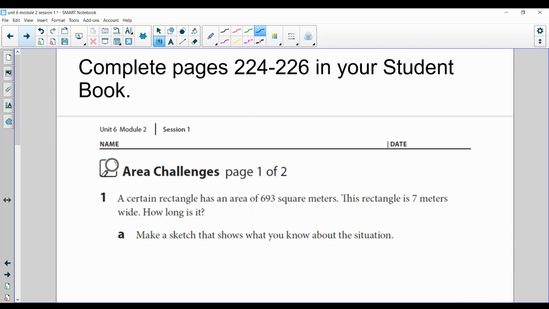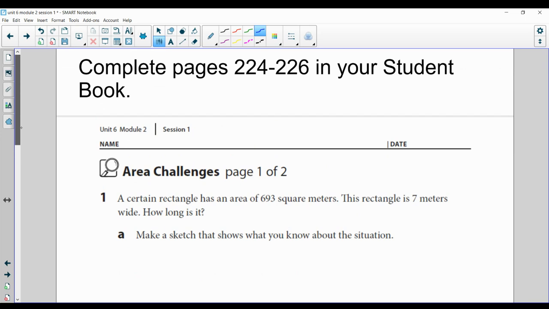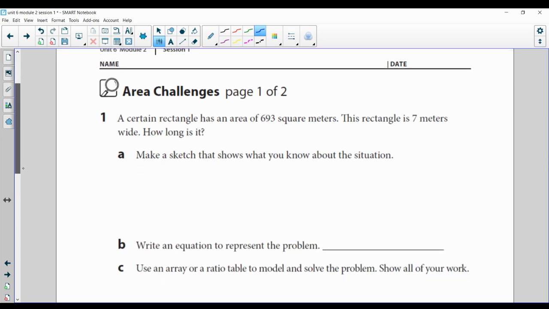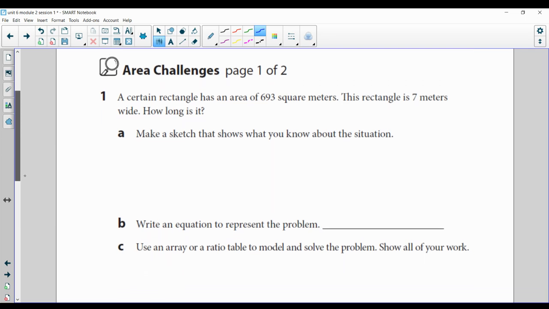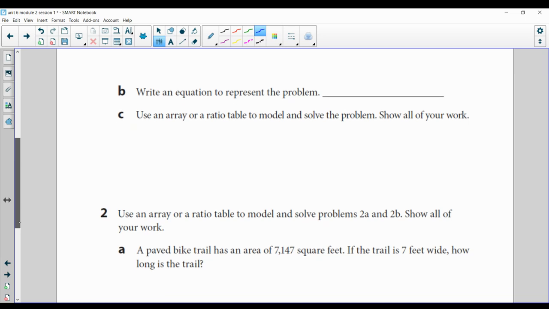So now it's your opportunity to show your work. And so we're going to ask you to do student book pages 224 through 226 for these problems. Once again, read the problems carefully as you do it. Make your sketch, write your equation, and then show your work. That's so important on here.